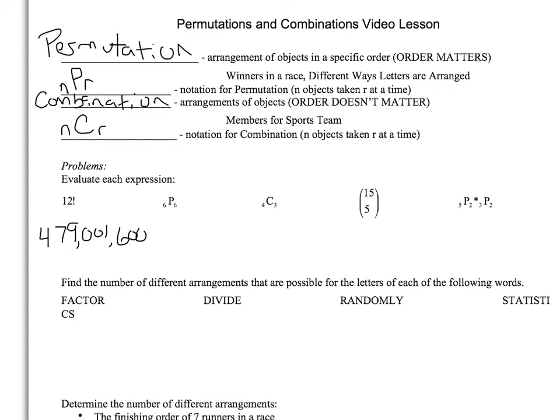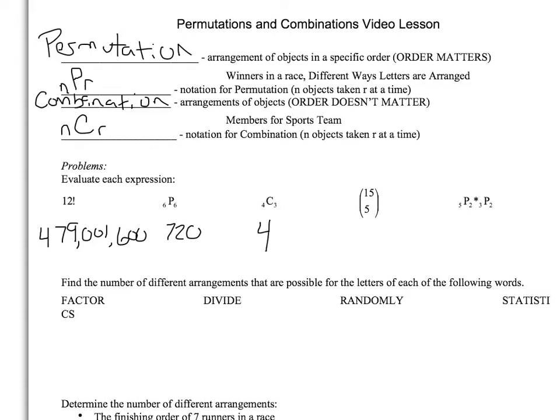Next, 6P6. You can use a calculator for this as well. You'll hit 6, math, arrow over to PRB again. Number 2 is your nPr button, and then 6. And you get 720. Then for 4C3, 4, math, arrow over to probability, choose number 3, and then 3 gives you 4.